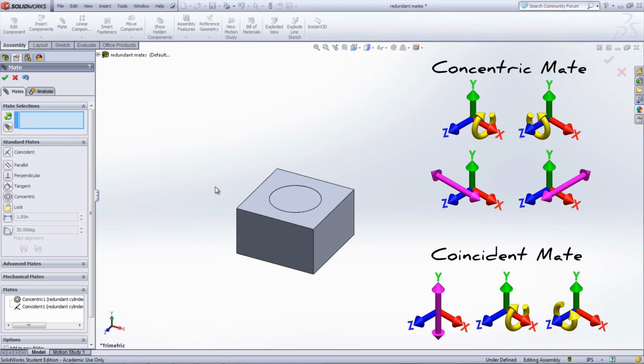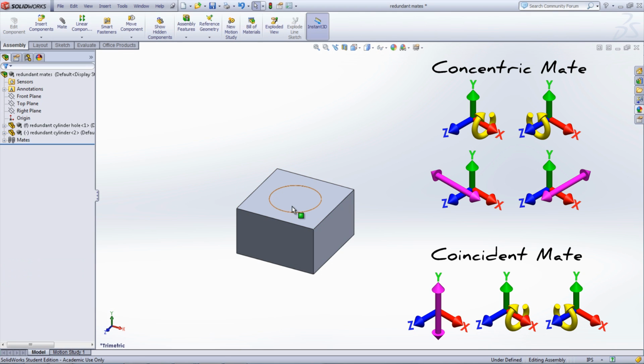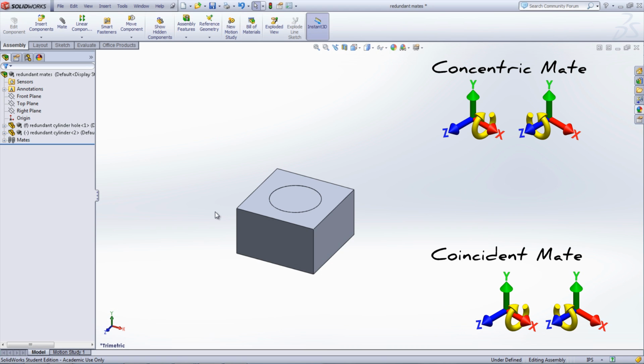Those two mates remove 7 degrees of freedom out of the max possible of 6. The pin is still able to rotate about the y-axis, which means it still has 1 degree of freedom. It is because both of the mates remove rotation about the x-axis and the z-axis. Here lies the two redundancies.